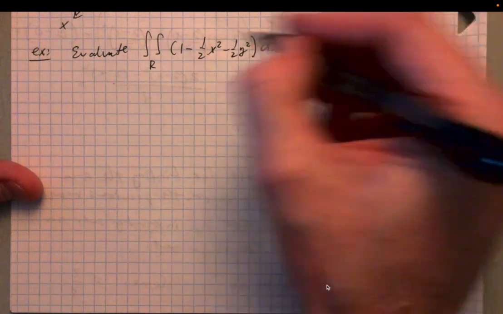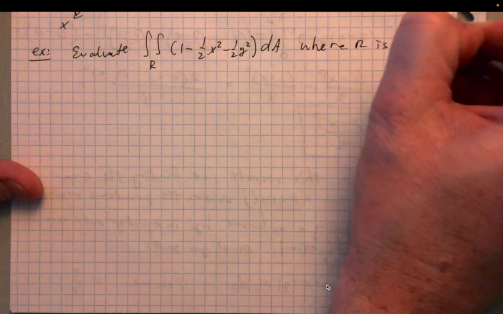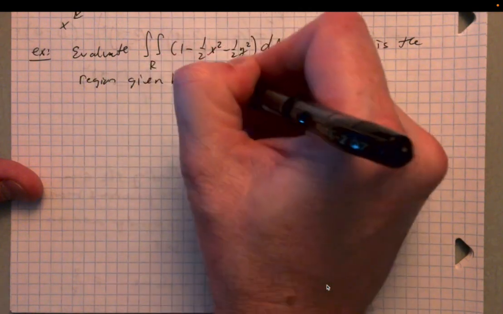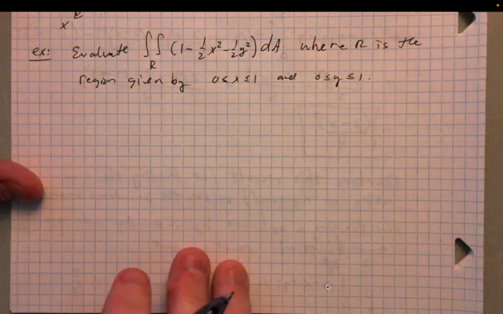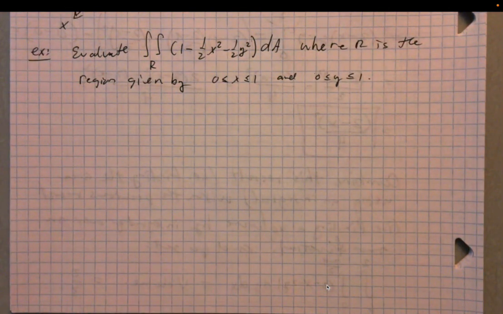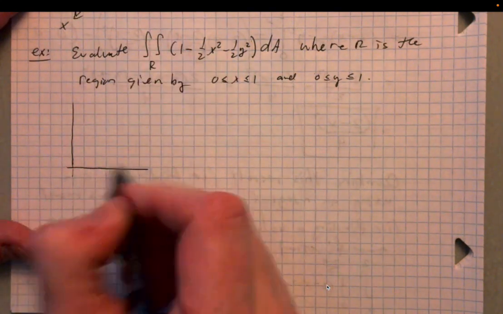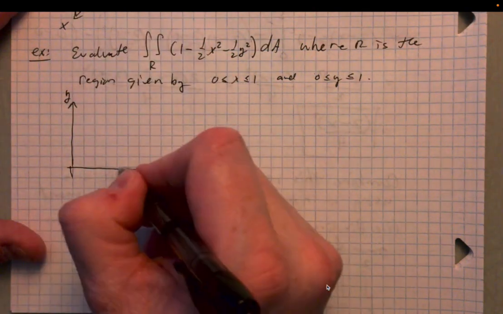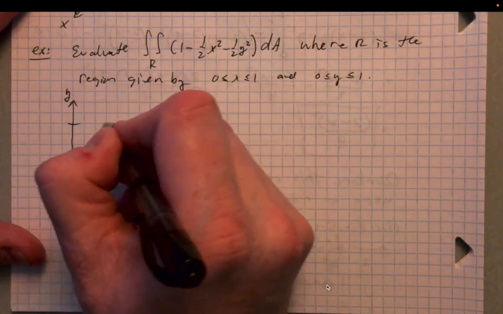So we want to evaluate this. And what's the region? You're always going to need a region. The region here is where R is given by 0 less than or equal to x less than or equal to 1 and 0 less than or equal to y less than or equal to 1. Namely, this is that square from 0 to 1. We can draw a picture of the region. Sometimes it helps to do that. So you've got your x and you've got your y, and what we're interested in is the region defined by this square here.